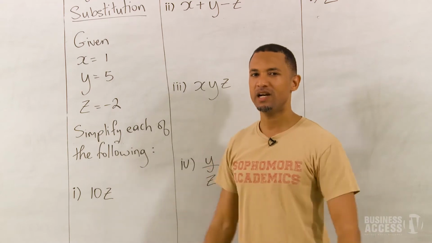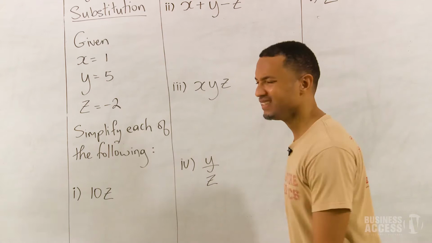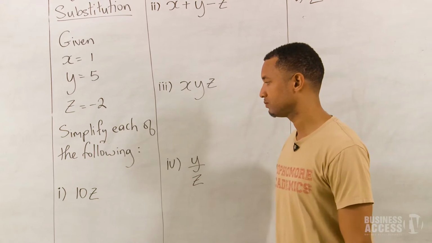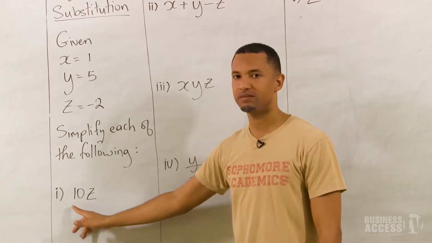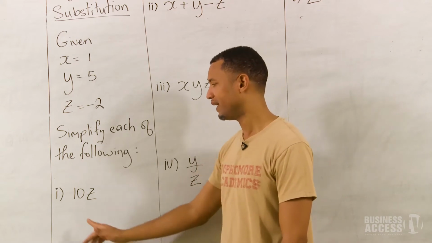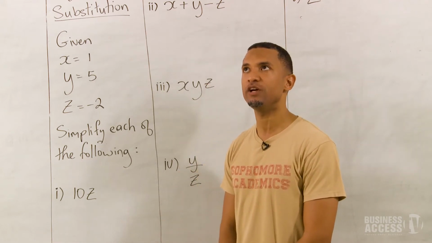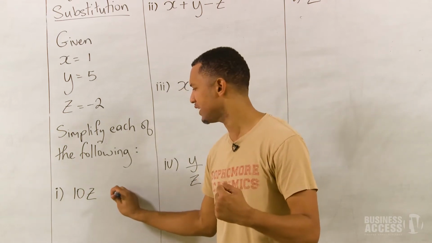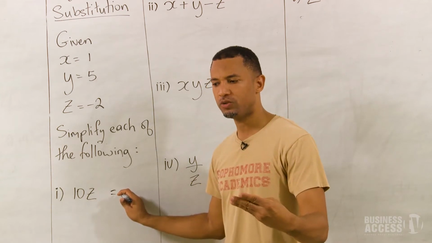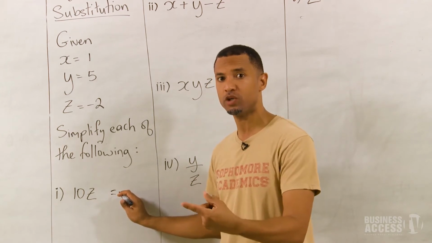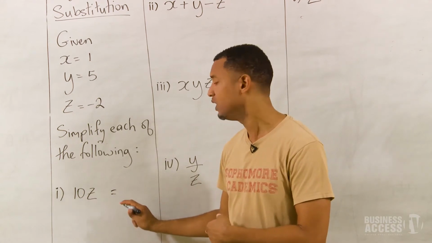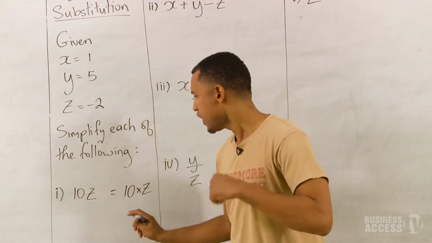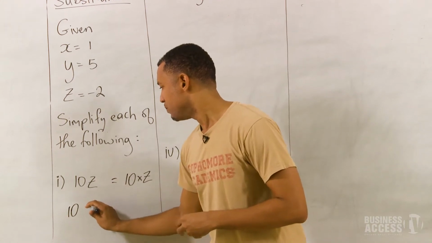All right, ladies and gents, let's play a game. It says simplify, or evaluate, each of the following. 10z. We know that means 10 times z. We also have to understand how to read math, just like you have to understand how to read your literature book. So this means 10 multiplied by z.